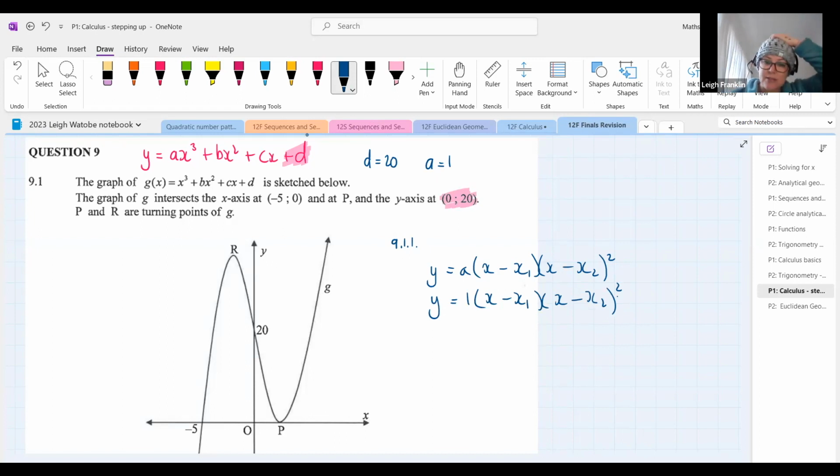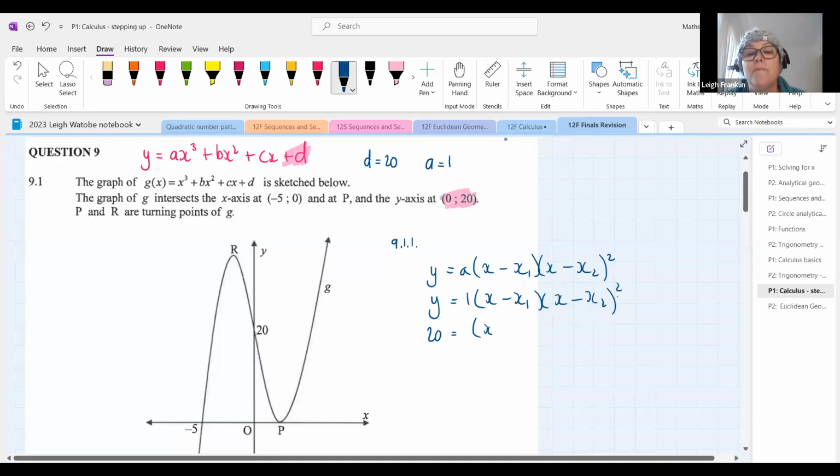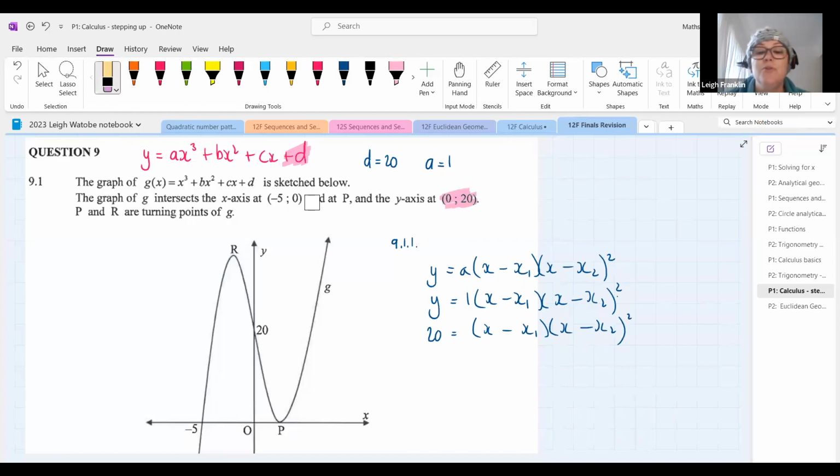So what do I sub in next? The y-intercept, okay, all right. So when y is 20, this x over here will be 0, and this x over here will also be 0. So if I sub in the y-intercept, I get that. What else can I sub in? Yes, Ayanda. Yes, Lebogang. I need to sub in my x-intercept over here, right?